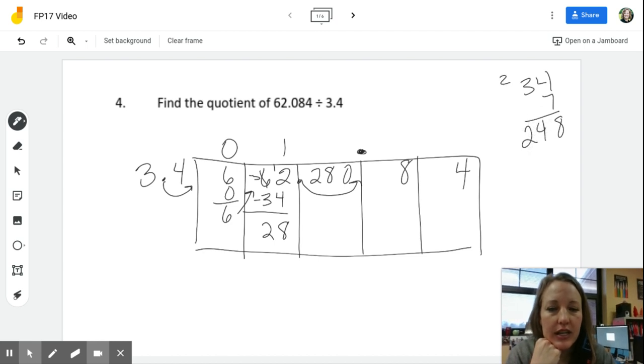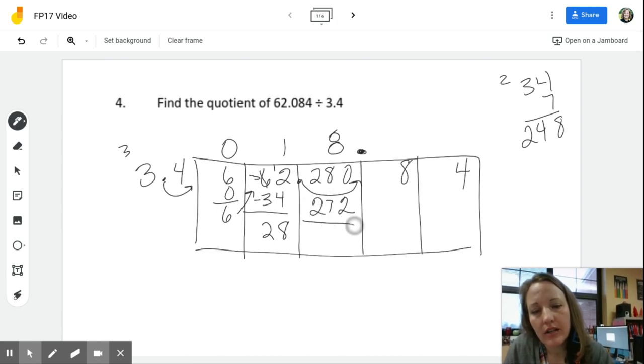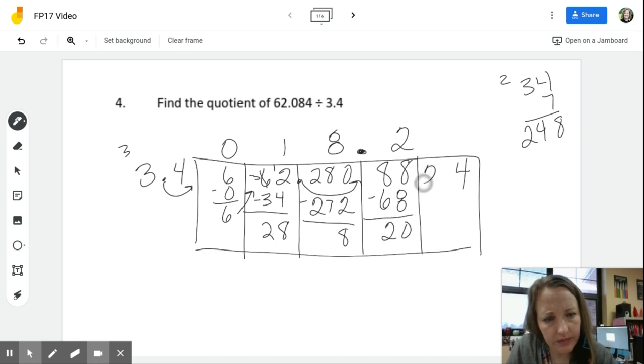248. So I'm thinking I could go up 1 more. So 8 times 4 is 32. 8 times 3 is 24, 27. Yeah. And in that case, there's only 8 left when I subtract. These are all subtraction. Bring up that 8. And then 34 goes into 88 only twice. And 34 and 34 is 68, right? And when I subtract, I get 20. And then I get 204.